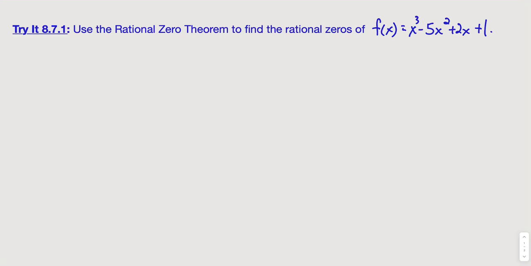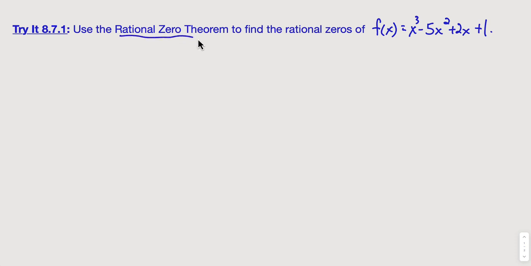In this tried exercise, we are asked to use the rational zero theorem to find the rational zeros of f of x equals x cubed minus 5x squared plus 2x plus 1. And that should come with a disclaimer, or should say after that, if any exist, because they might not. So what we're looking at is what some people call the rational zero theorem.